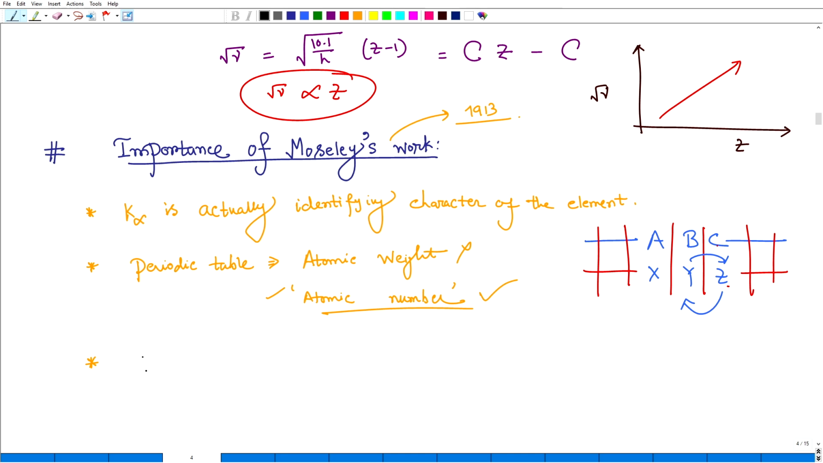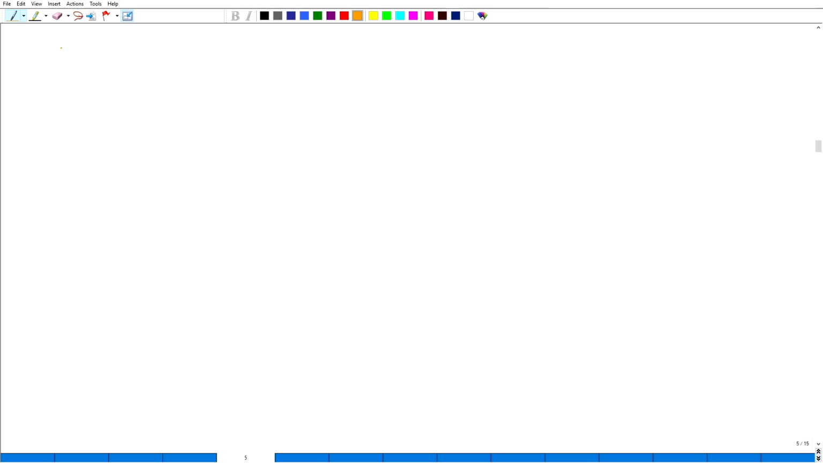So, the vacant places of the periodic table actually, okay, let me write it. Has been possible to fill. Okay. So, this is another important outcome of the Moseley experiment. There were other outcomes as well.